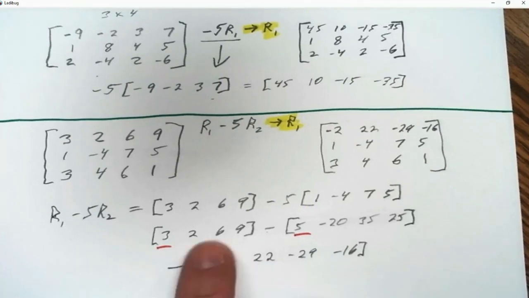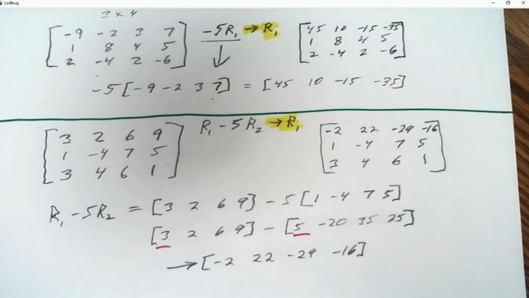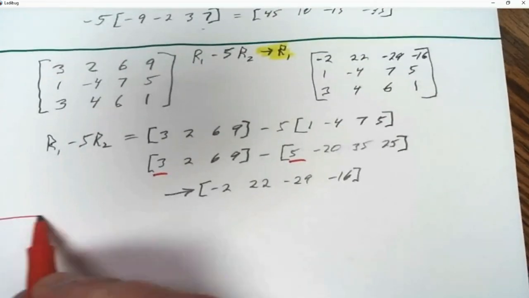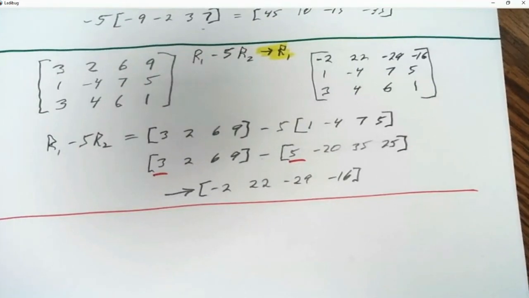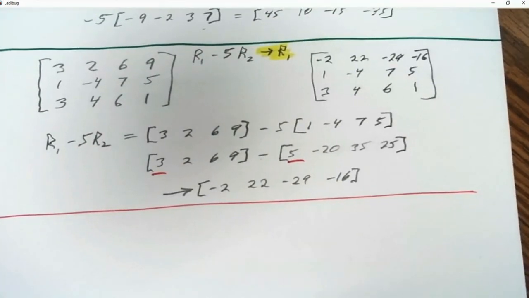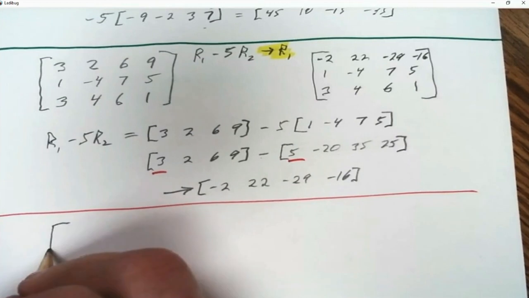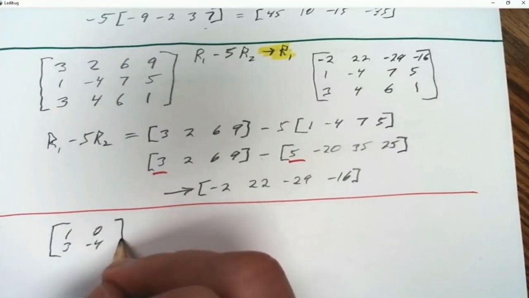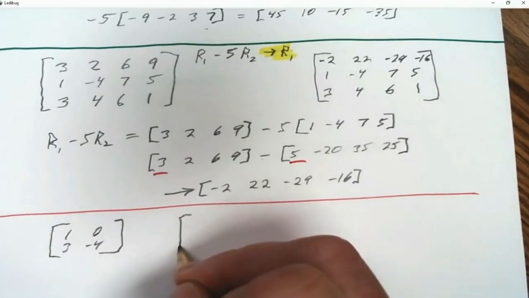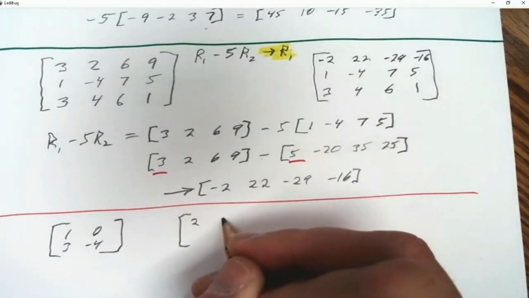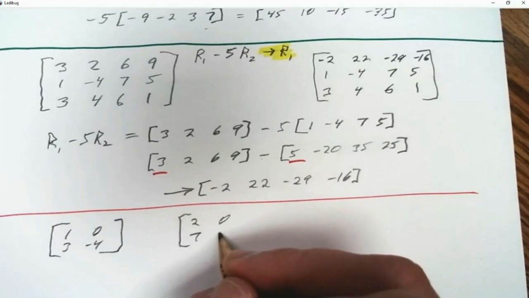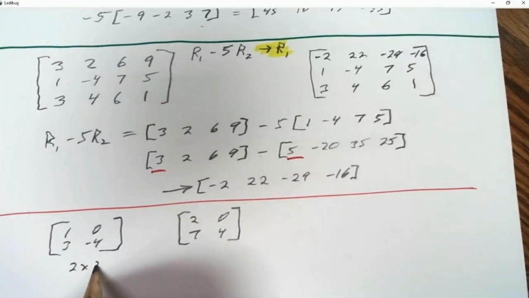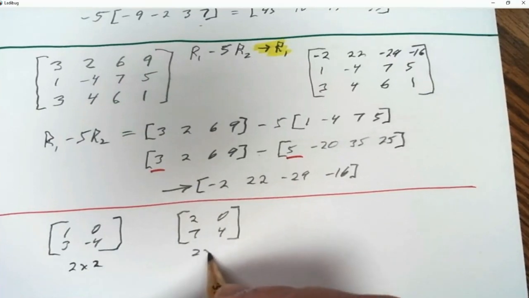So when you add or subtract, here's an important thing you're going to learn this week: you can only add and subtract matrices if they're the same size. Say you have a matrix with 0, 3, negative 4, and another matrix over here that's 2, 0, 7, 4. This is a 2 by 2. This is a 2 by 2.